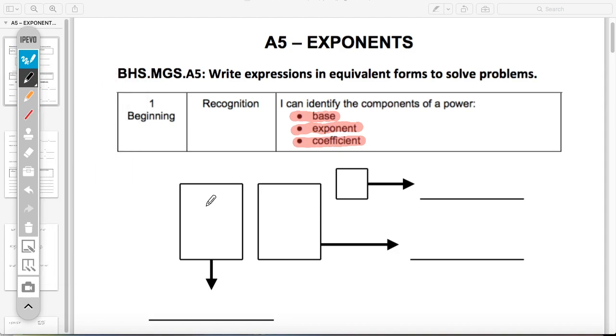Okay, so let's say we have this example, 2x to the fourth. Okay, so as I'm sure you already know, we know what a coefficient is. So our coefficient is the number that is multiplied by our variable. Okay, so here we have our coefficient, which is 2.